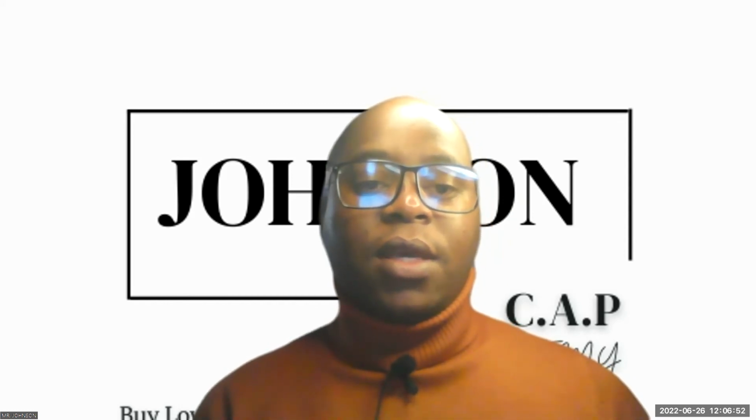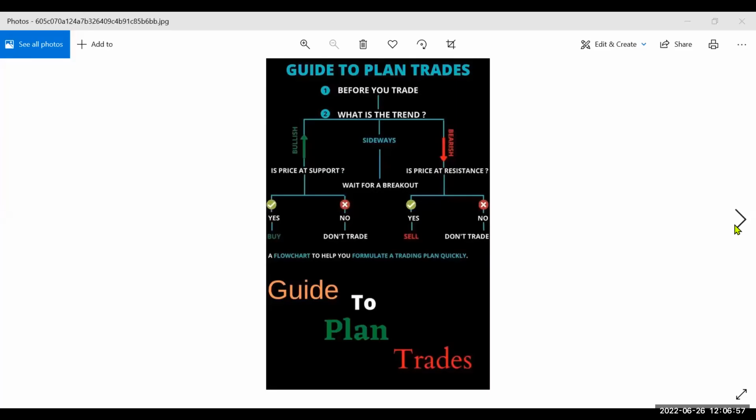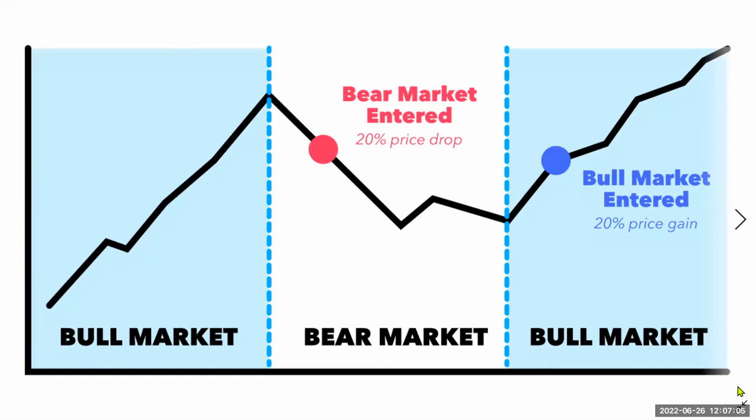So another thing. The bull market, of course, is when the prices are going up. A bear market is a 20% price drop, or when the market is dropping. A bull market can be a 20% price gain if you are able to understand the trend.